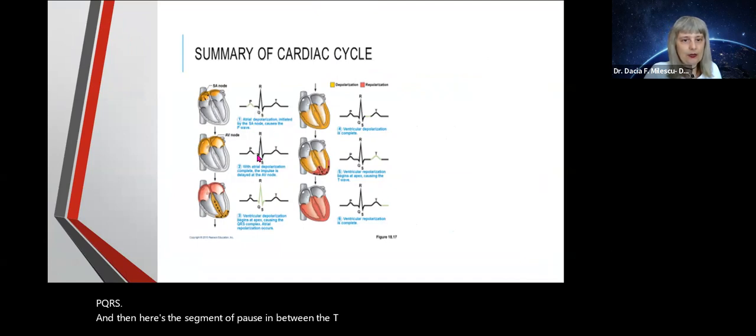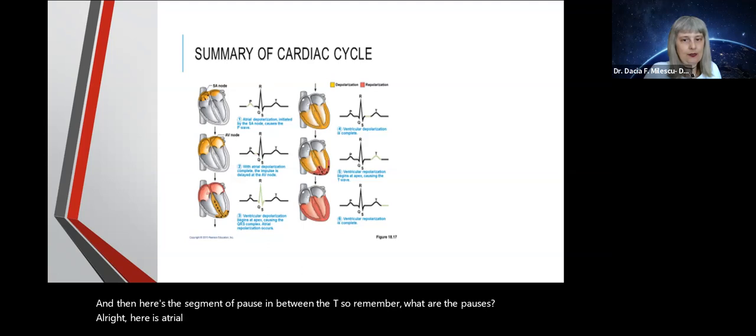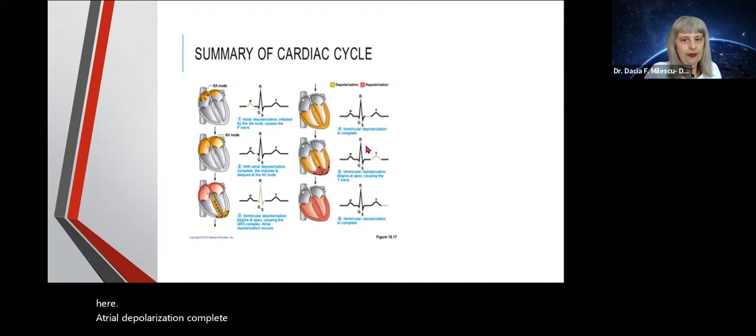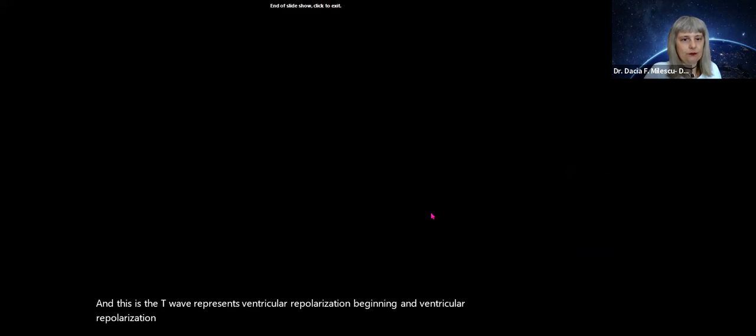So remember, what are the pauses? All right, here's atrial depolarization complete. All right, and then here, ventricular depolarization complete. Here, atrial depolarization complete. Here, ventricular depolarization complete. Okay. And this is the T wave, which represents ventricular repolarization beginning and ventricular repolarization complete.